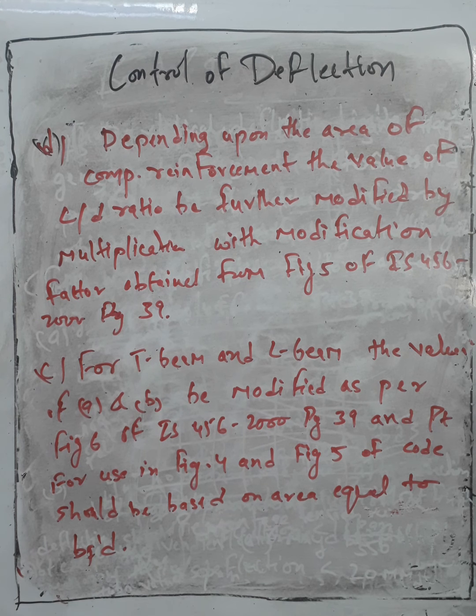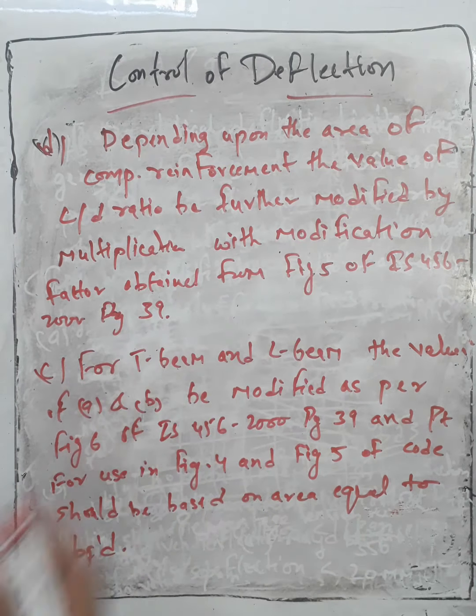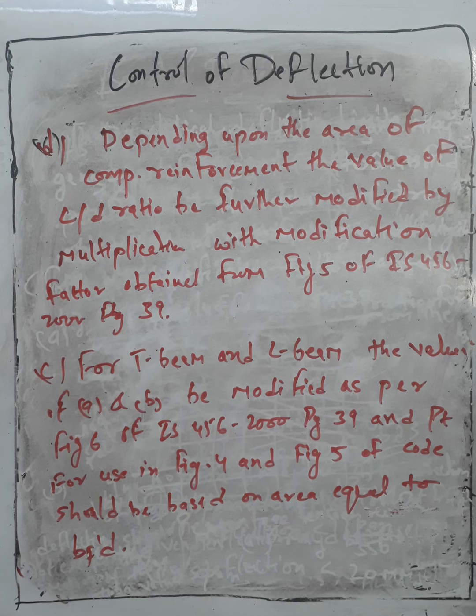So these are the clauses given for deflection for a horizontal member and for a vertical member. When we construct a slab or design a beam, at that time we have to see this L by D ratio for the control of deflection. So these are the clauses you have to follow for the deflection part.